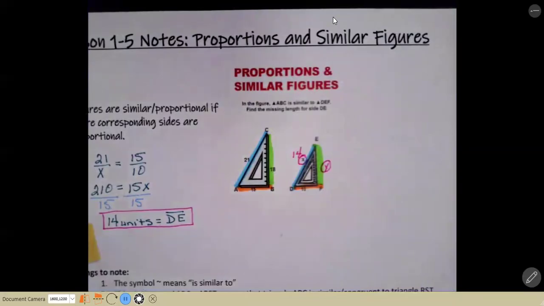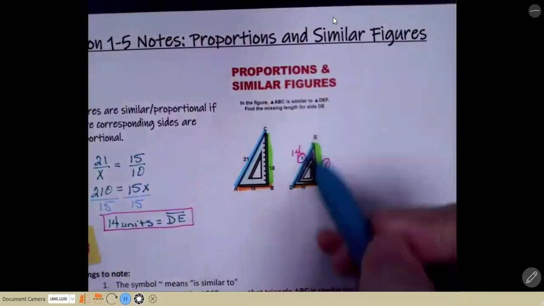Okay. Wait, why are you talking about color? The way that I highlighted them.